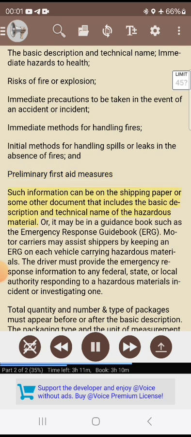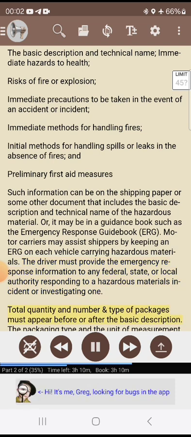Such information can be on the shipping paper or some other document that includes the basic description and technical name of the hazardous material. Or, it may be in a guidance book such as the Emergency Response Guidebook (ERG). Motor carriers may assist shippers by keeping an ERG on each vehicle carrying hazardous materials. The driver must provide the emergency response information to any federal, state, or local authority responding to a hazardous materials incident or investigating one. Total quantity and number and type of packages must appear before or after the basic description.